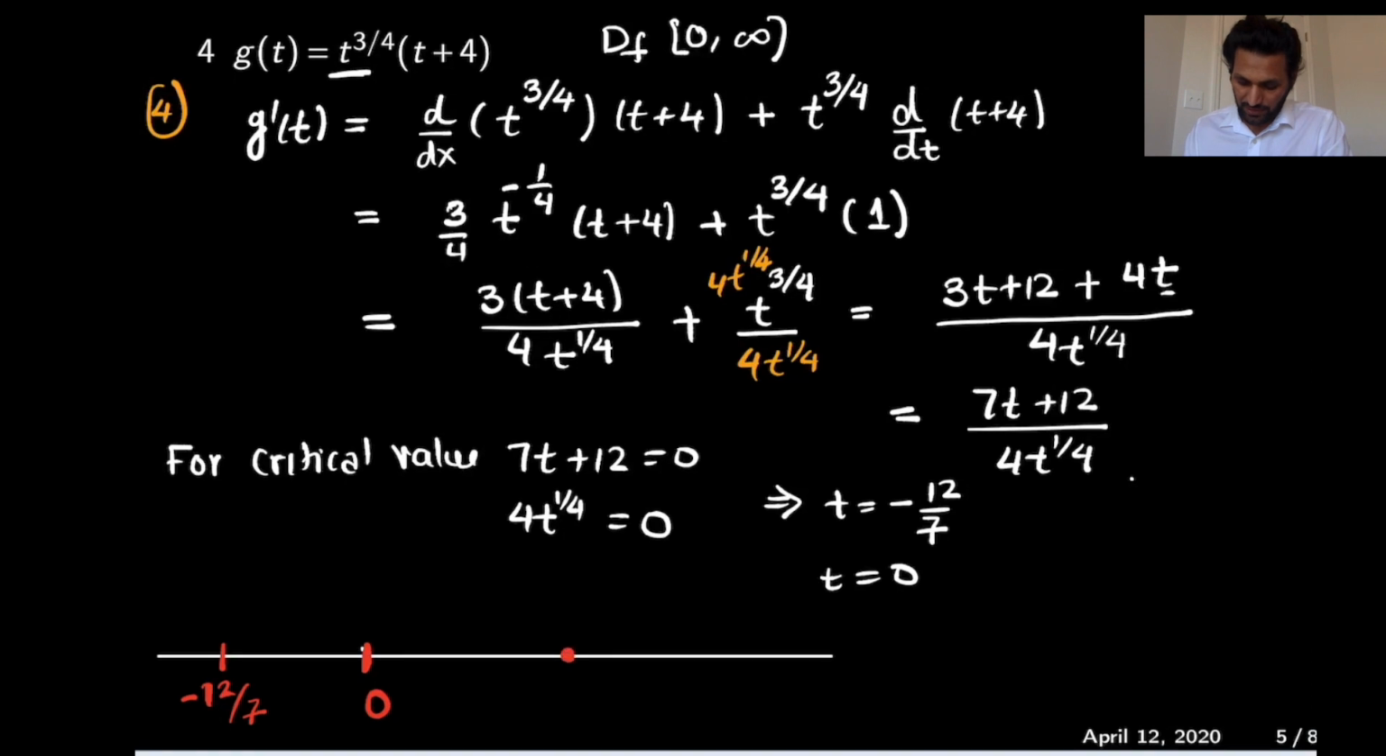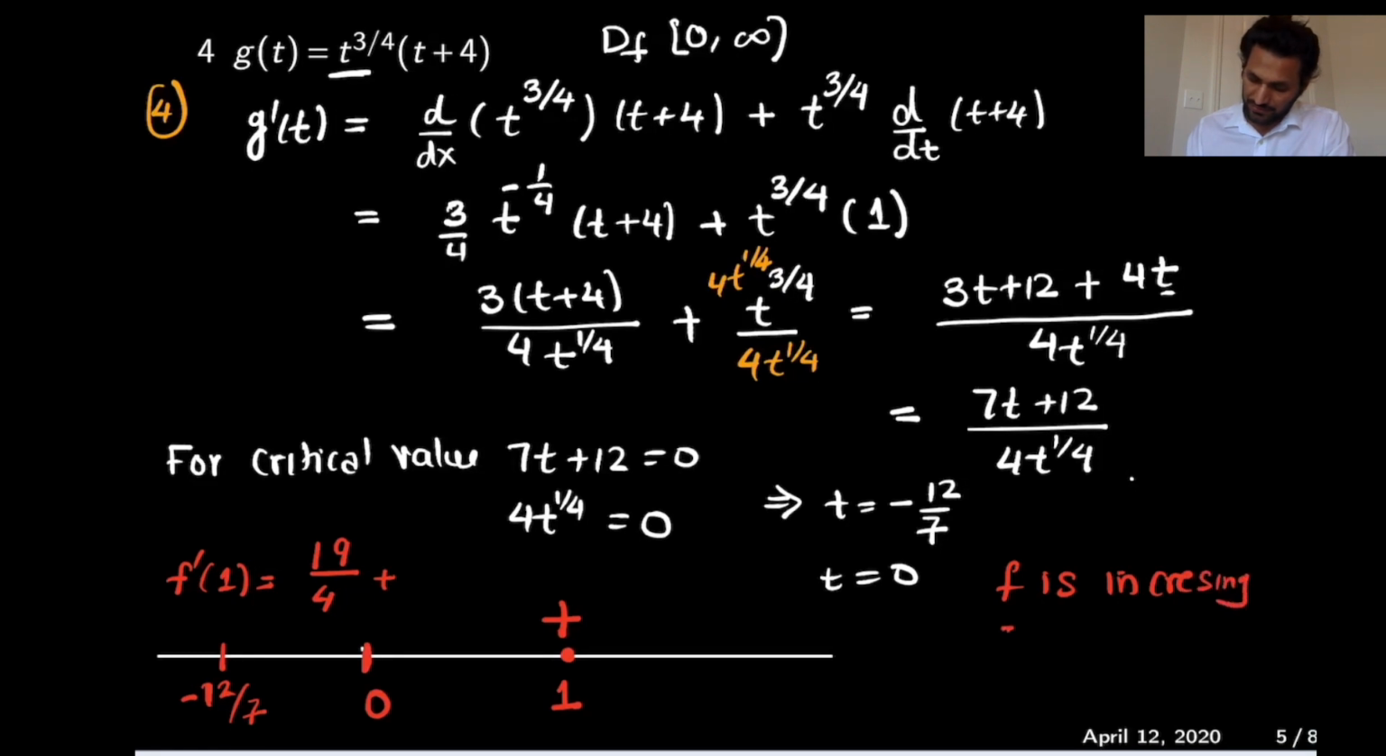We will only consider one point here, which, let's suppose, I can take 1 and plug into the derivative. That is g prime of 1. If I calculate, this will be 19 divided by 4, which is a positive number, so it's positive. So the function is always increasing, so g is increasing on that interval 0 to positive infinity.